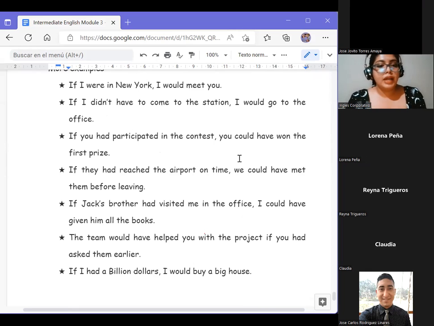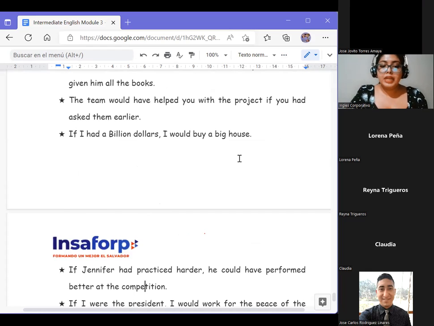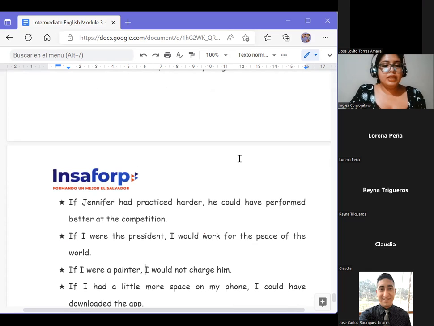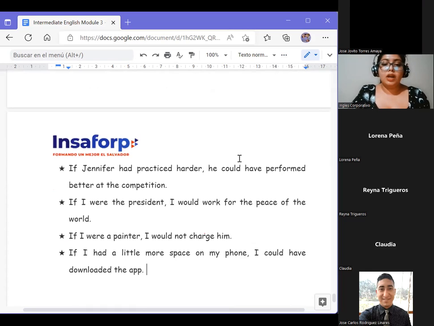If Jack's brother had visited me in the office, I could have given him all the books. The team would have helped you with the project if you had asked them earlier. If I had $1 billion, I would buy a big house. If Jennifer had practiced harder, he could have performed better at the competition. If I were the president, I would work for the peace of the world. If I were a painter, I would not charge him. And if I had a little more space on my phone, I could have downloaded the app.